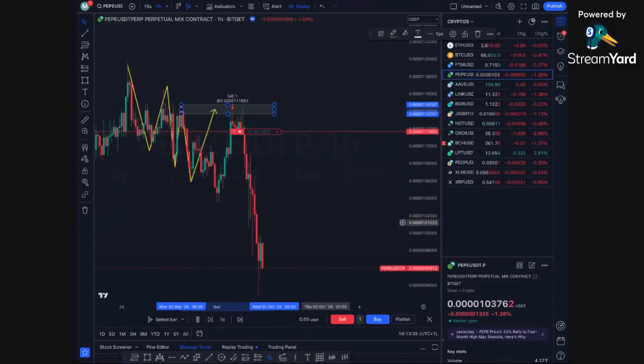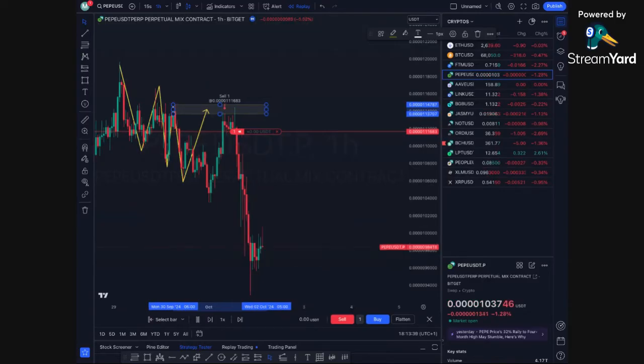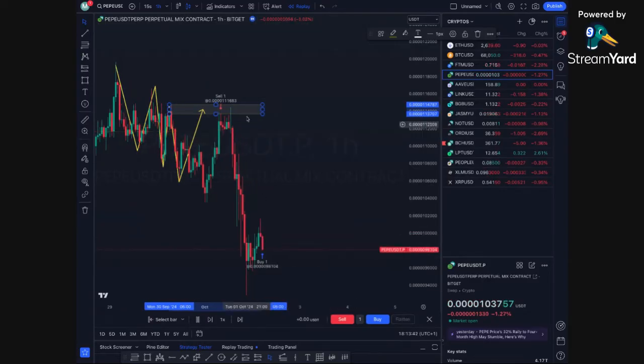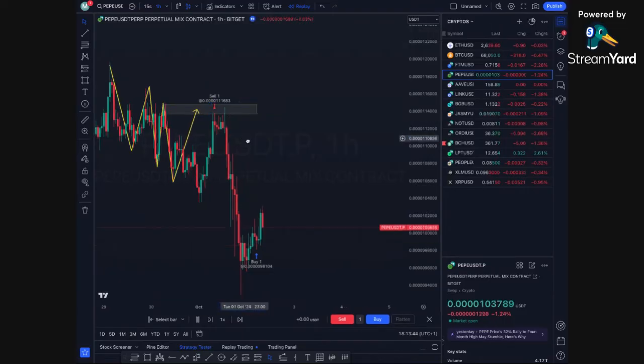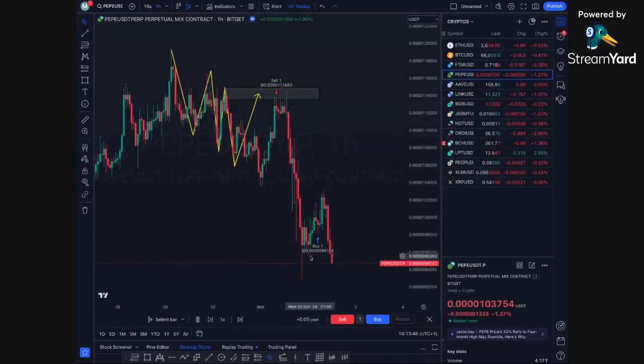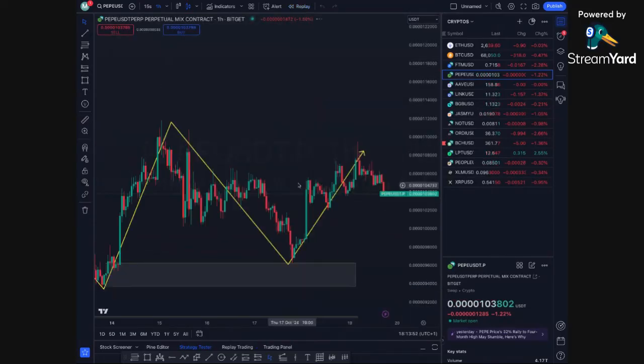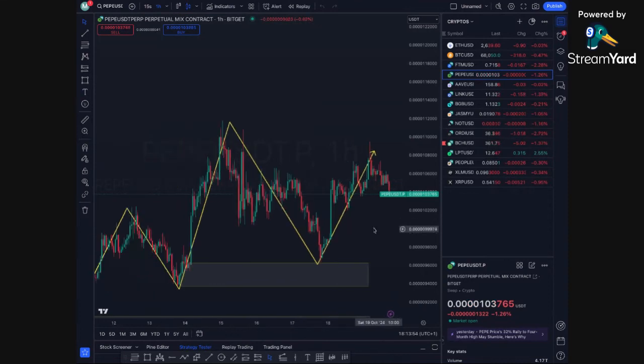Look at that, right? Do you see that? Deep profits there. So you can see how it sold all the way down here. It came back to the origin. That's how to trade on a sell market.